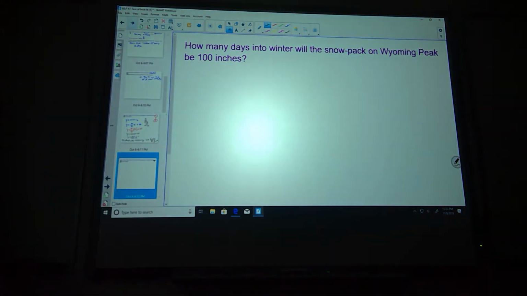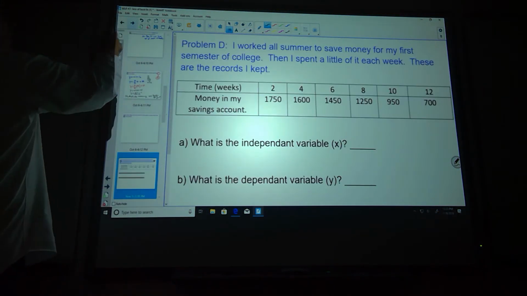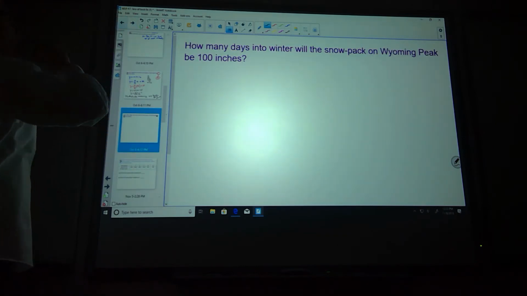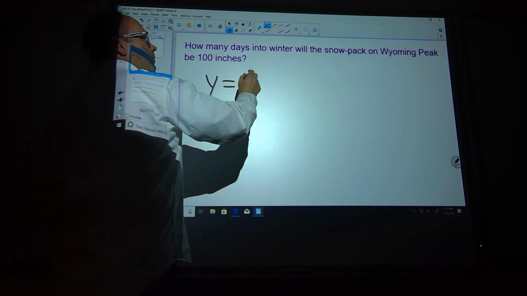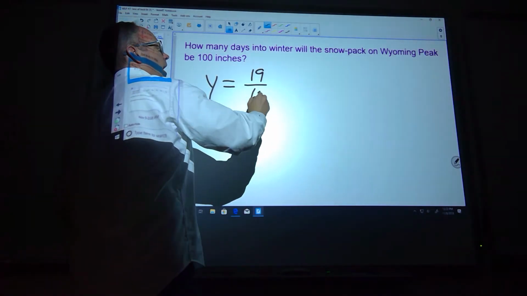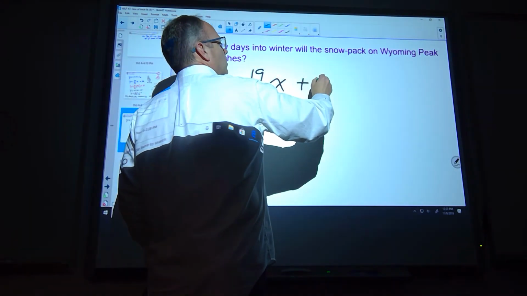Alright. Hey, last question, I think. Yep, so I got that. I'll get that tomorrow. All right. So what was my equation? Y equals what? Y equals 19 over 10 X. 25 plus 35.